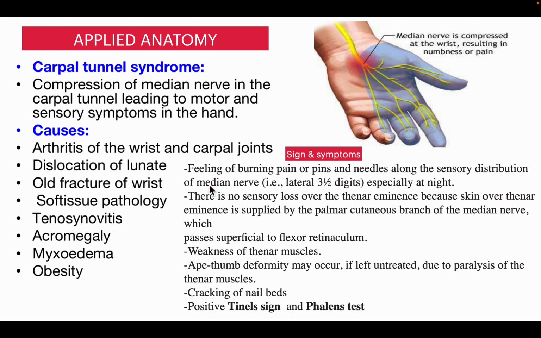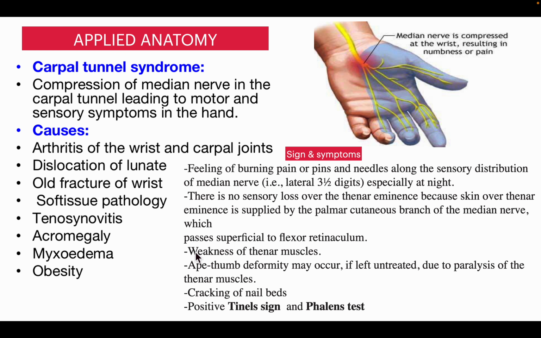Signs and symptoms of carpal tunnel syndrome are a feeling of burning pain or pins and needles along the sensory distribution of the median nerve, that is the lateral 3.5 digits, especially at night. But there is no sensory loss over the thenar eminence, because the skin over the thenar eminence is supplied by the palmar cutaneous branch of the median nerve, which passes superficial to the flexor retinaculum.